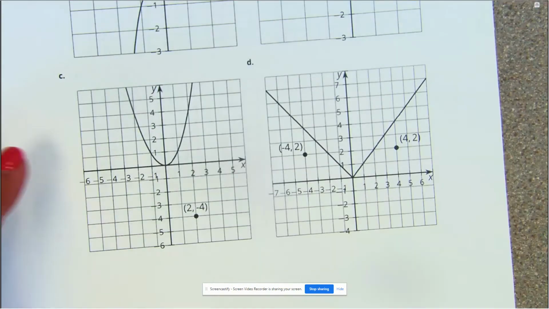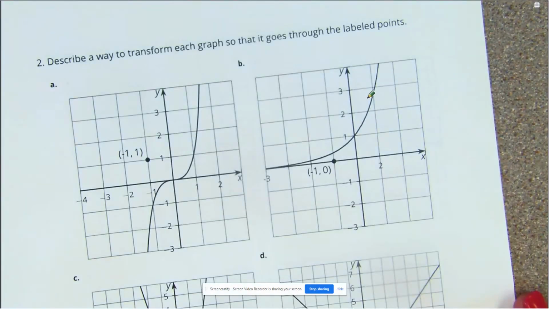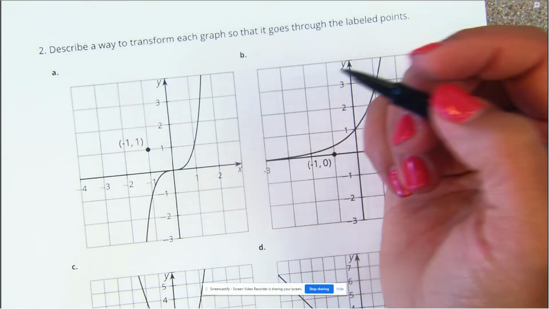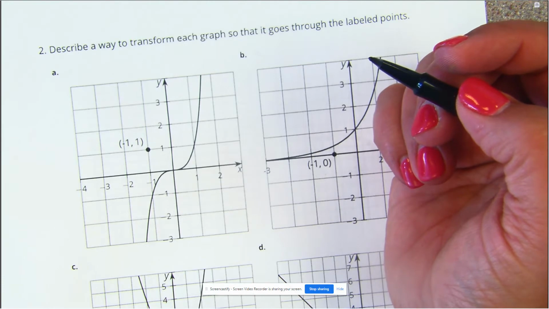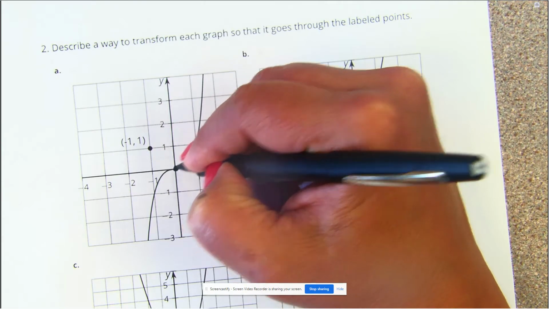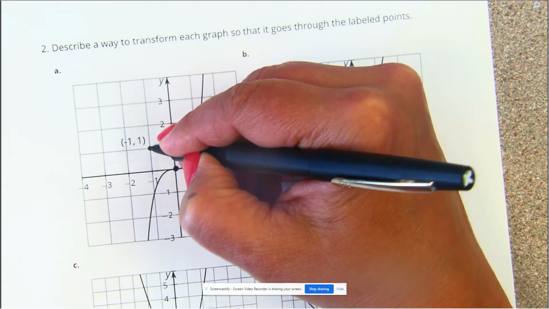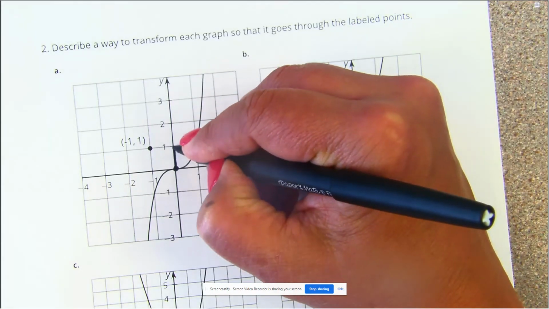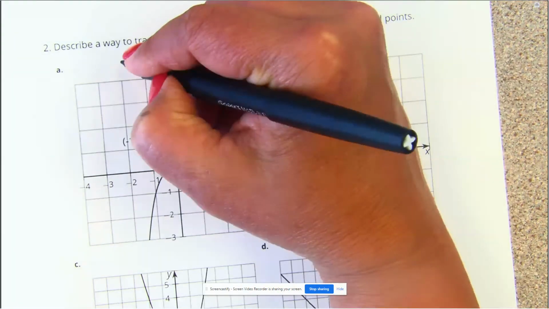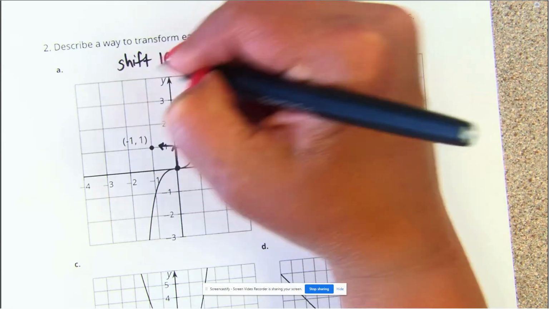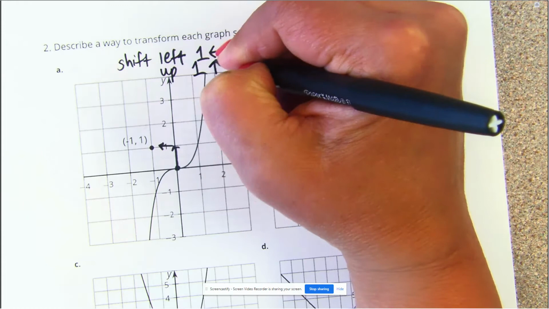All right. Number 2, describe a way to transform each graph so that it goes through the labeled points. There's more than one way to answer these. So my answer will be just one possible solution. So if I want this to go through that, and it doesn't say what point, it just said so the graph at some point goes through that. So for me, I'm going to go up 1, left 1. So I'm going to shift left 1 unit and up 1 unit.